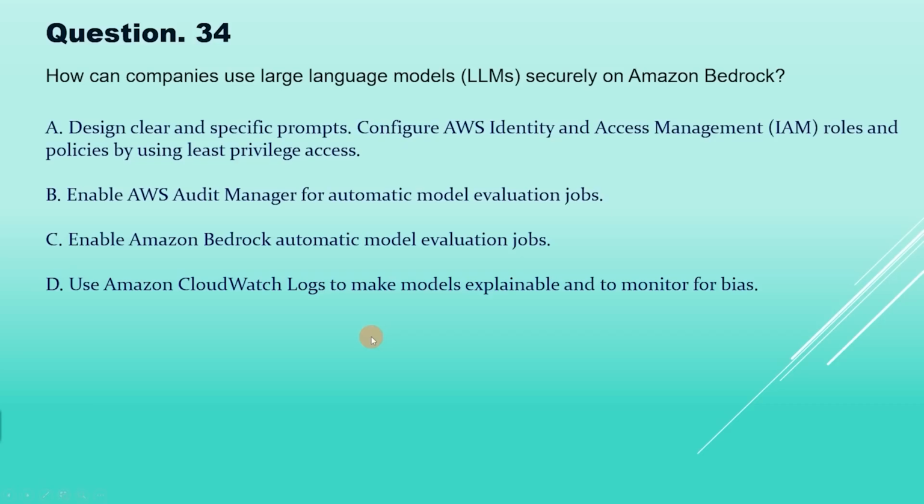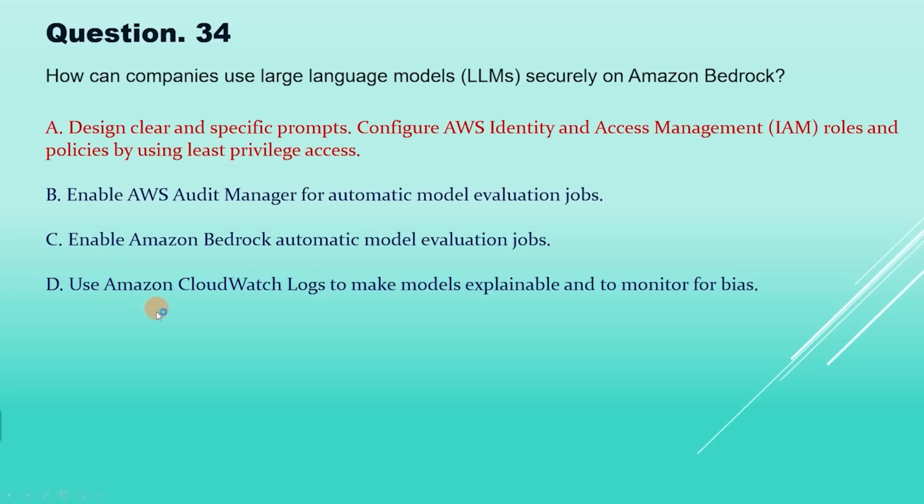So the correct answer here will be option A, design clear and specific prompts, configure AWS Identity and Access Management roles and policies by using least privilege access. Designing clear, specific prompts, the first part, is useful because it reduces the risk of unintended or harmful output. So a well-defined prompt helps guide the model's responses and minimizes the potential for bias or misinformation. And the second part, that is IAM, is crucial to protect sensitive data and prevent unauthorized access to the LLM.